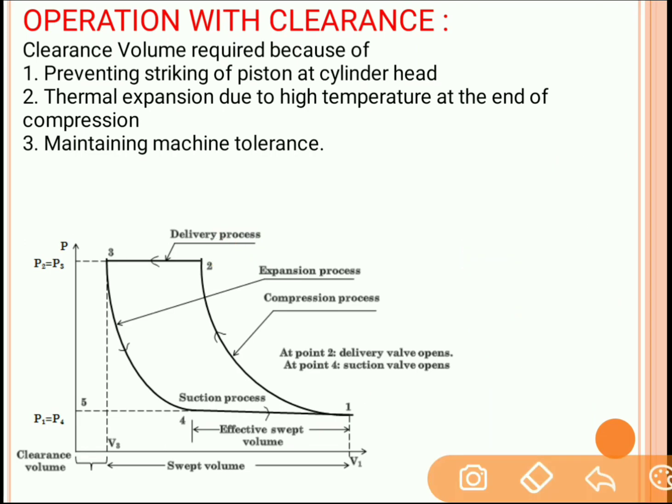Now from 2 to 3, air is delivered. As the air is compressed, this compressed air will transfer to the delivery pipe. So 2 to 3 is nothing but delivery process. Now at point 3, volume is not zero. You can see that there is some volume over here, that is volume V3. This volume V3 is considered as clearance volume.